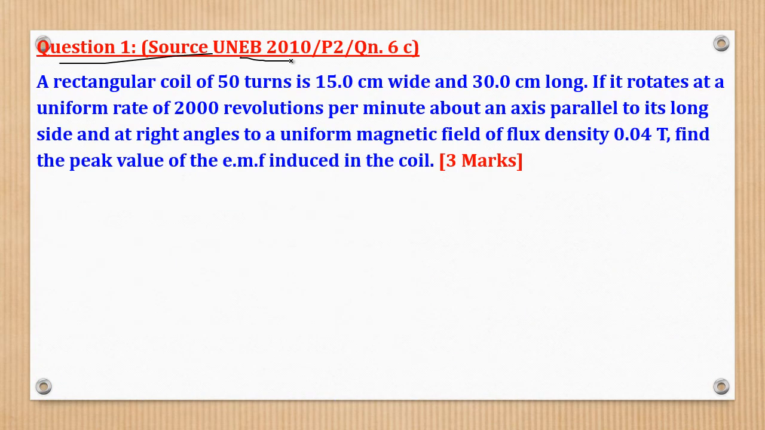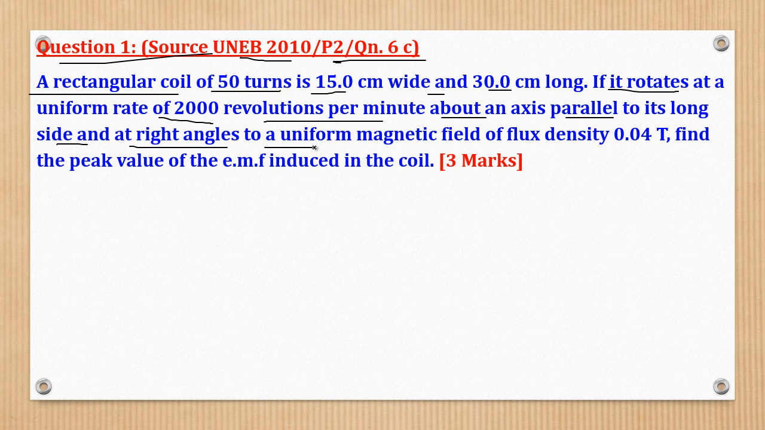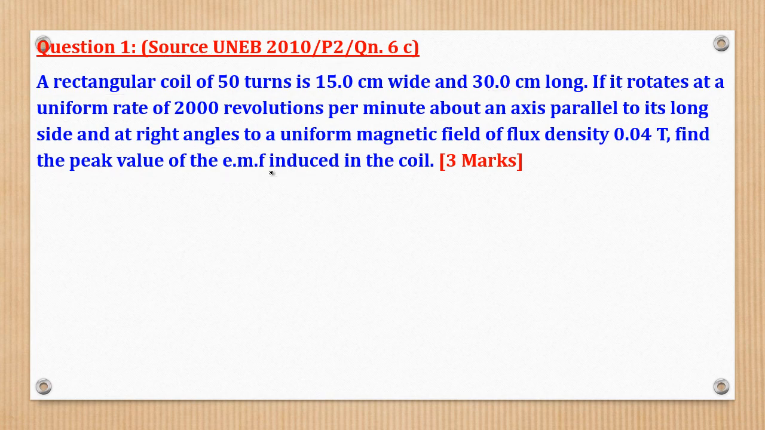Okay, so question 1 came from UACE 2010 paper 2 question 6c and says a rectangular coil of 50 turns is 15 centimeters wide and 30 centimeters long. If it rotates at a uniform rate of 2000 revolutions per minute about an axis parallel to its long side and at right angles in a uniform magnetic field of flux density 0.04 Tesla, find the peak value of the EMF induced in the coil.